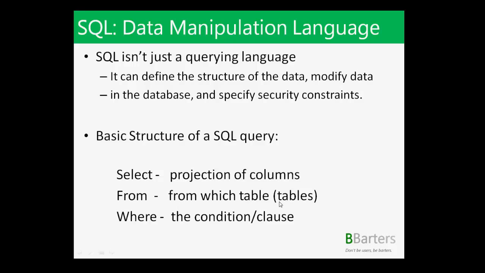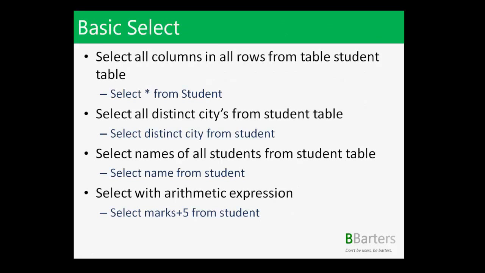From which table you want the data, and where you can specify a certain condition, for example where roll number equal to 5 or where date equal to something. Based on that condition, the data will be fetched from the table from those columns that you specified in select. So let's take some examples of select queries. Select star from student, very obvious. Select all the data from all columns, all rows from the student table.